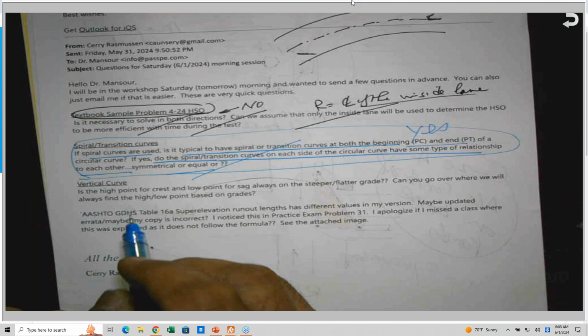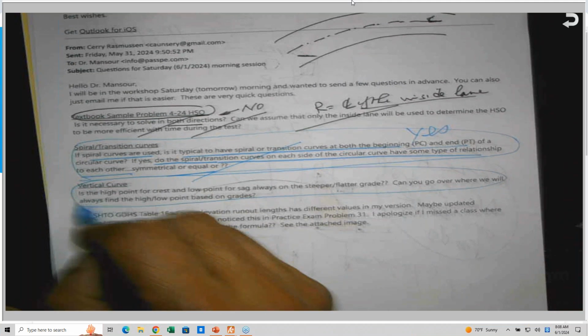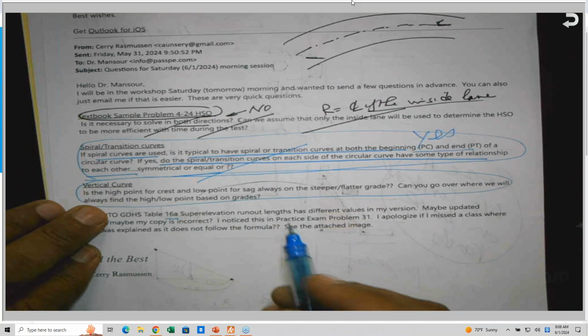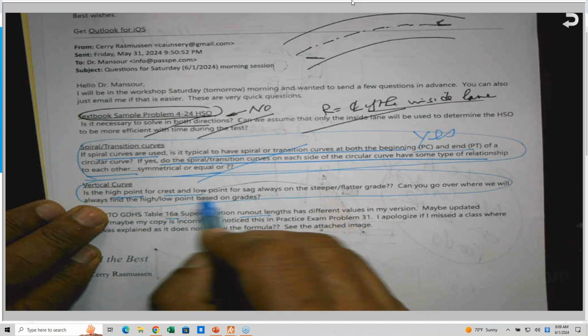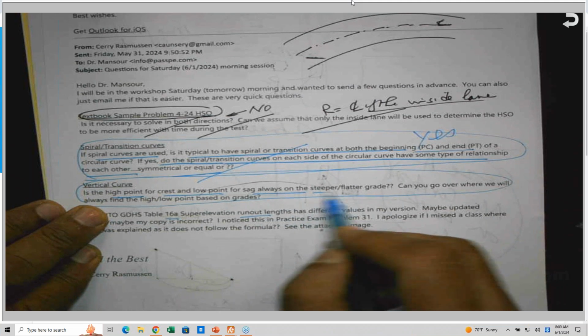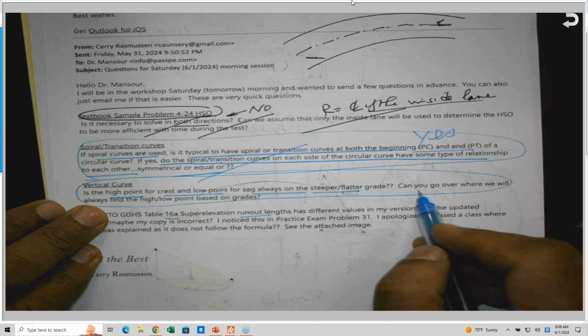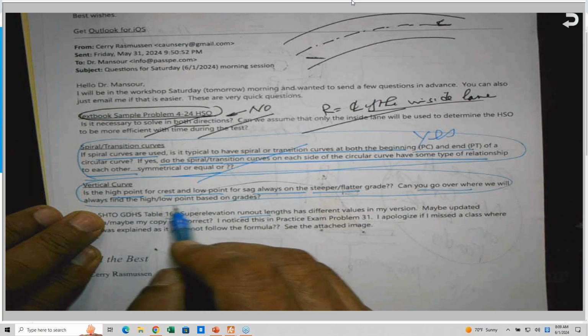Okay, vertical curve, and I will answer this last question here. Okay, the table 16, I don't know, I will do my best. The vertical curve: is the high point on the crest or sag vertex always on the steeper or flatter side? Can you go over when we will find always low and high?